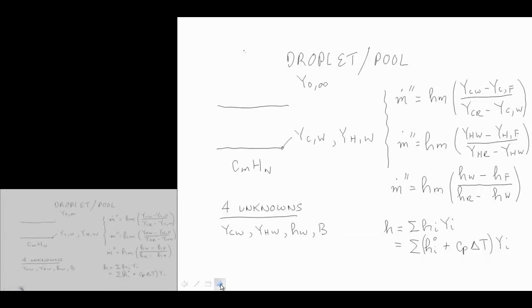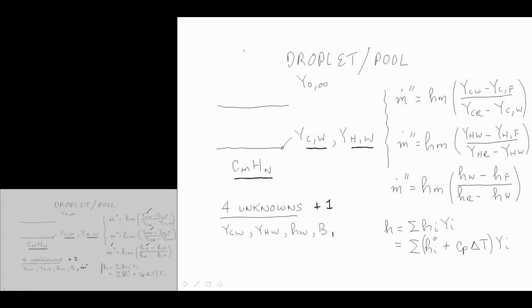The same thing can be done if I had, say, a droplet in a pool. In a droplet in a pool problem, I'm going to say that we're interested in some general hydrocarbon. And I'm going to add +1 here because of the double prime, the way we've written that, just to be consistent with what we did before. So we have 4 unknowns, again, the wall values and our mass flux.